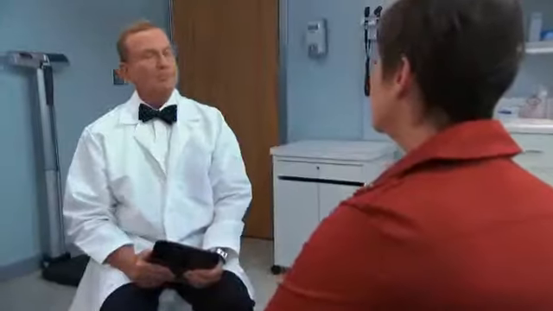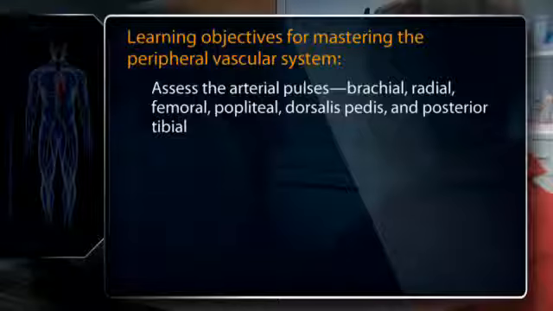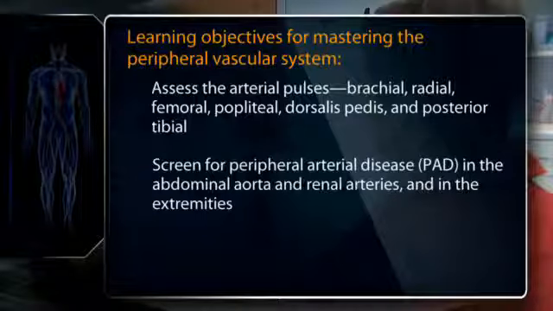Thank you. Your learning objectives for mastering the examination of the peripheral vascular system are to assess the arterial pulses, brachial, radial, femoral, popliteal, dorsalis pedis, and posterior tibial; to screen for peripheral arterial disease, PAD, in the abdominal aorta and renal arteries and in the extremities.